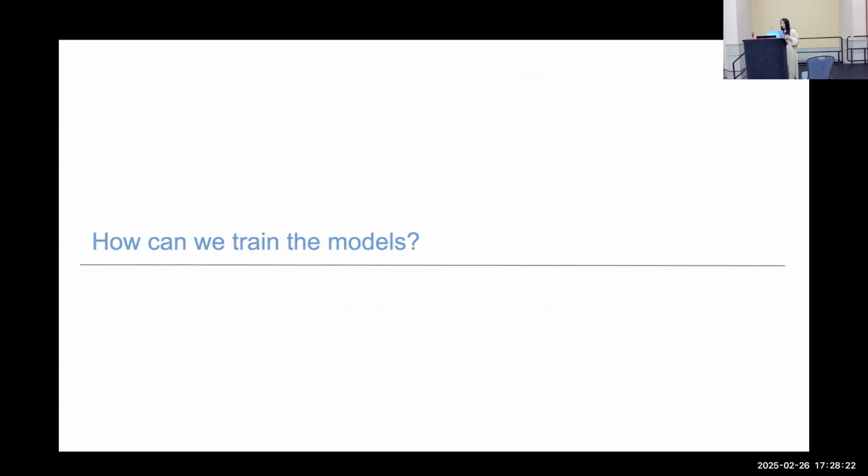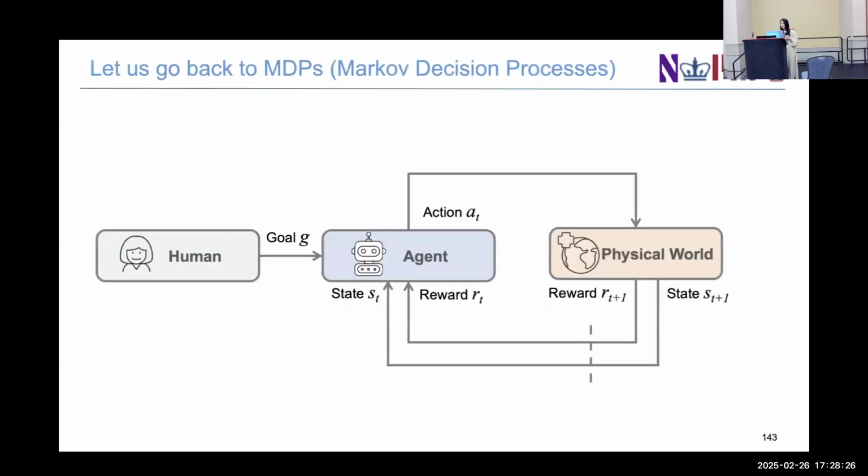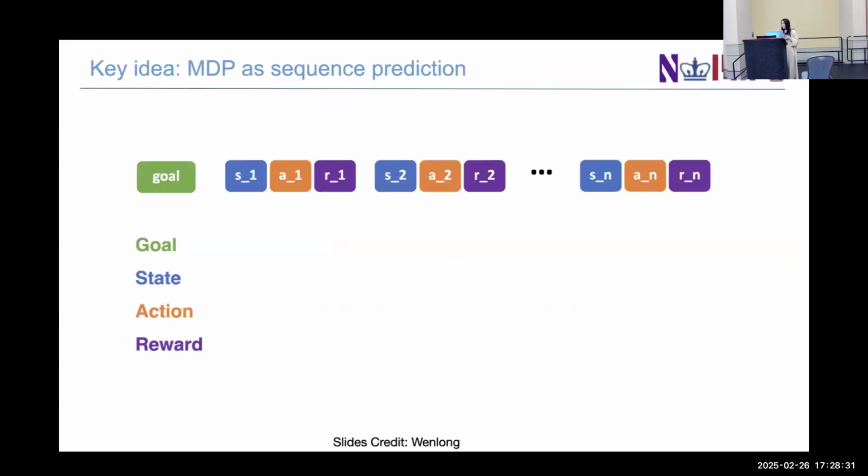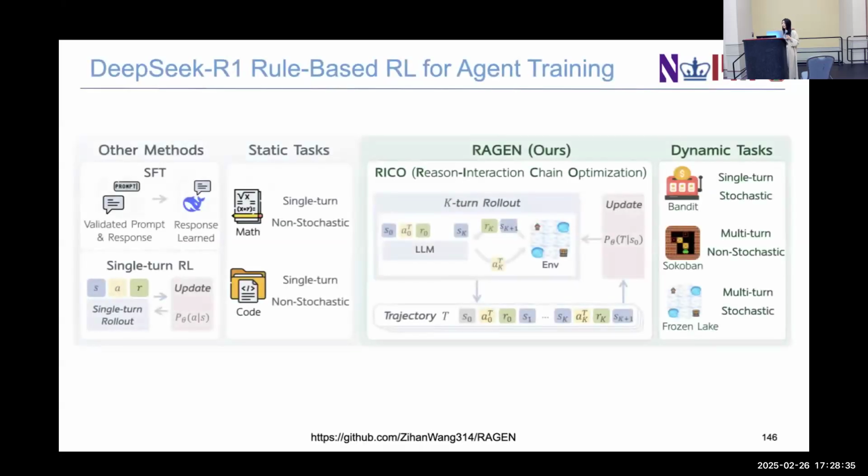And then we have this interface design, and we have this fundamental question: how can we train the modules? As we mentioned, we want to have this MDP formulation. Then if we are training it, maybe we can just get all these MDP sequences and then decide whether we could leverage some existing reasoning models to train it.